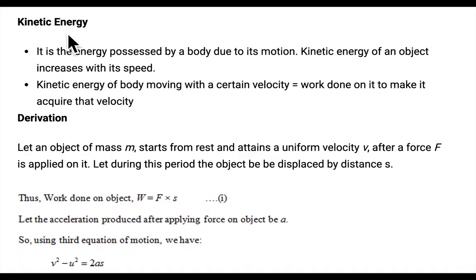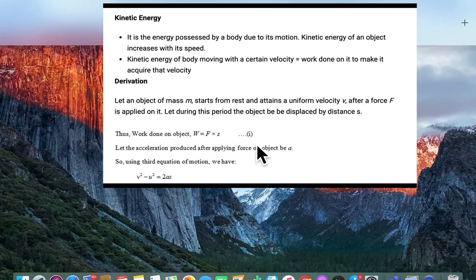What is kinetic energy and its derivation? Kinetic energy is the energy possessed by a body due to its motion. Kinetic energy of an object increases with its speed. If motion of the object is more, speed is more, and kinetic energy is more. Kinetic energy of a body moving with a certain velocity means the work done on it to make that velocity. Means kinetic energy is basically the work done by the object. That is the kinetic energy. Let us derive the equation for this.